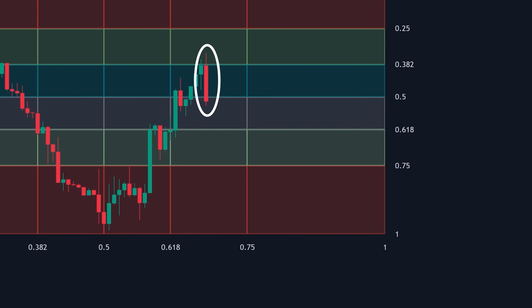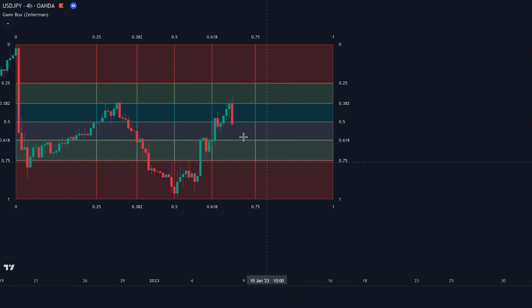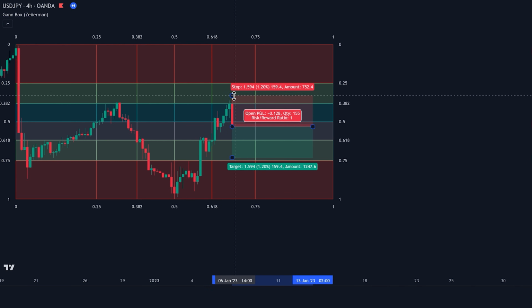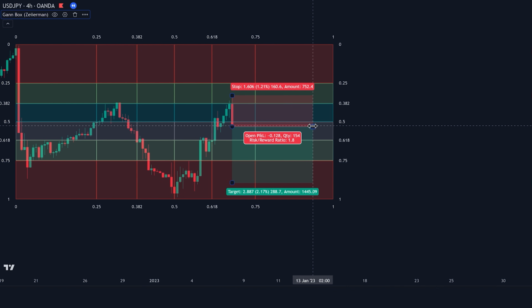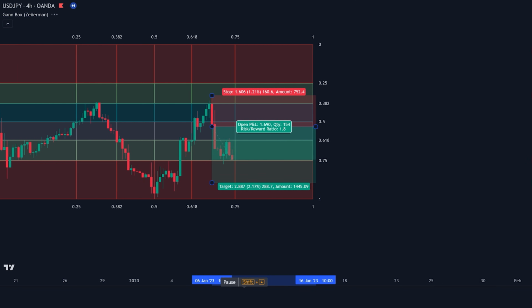For a strategic sell entry, we'll wait for a bearish engulfing candlestick formation. This setup is chosen because it often indicates a high win rate. Place the stop loss slightly above the most recent resistance level identified by the Gann Box. Target a 2 times risk to reward ratio. Now let's see how the trade plays out.